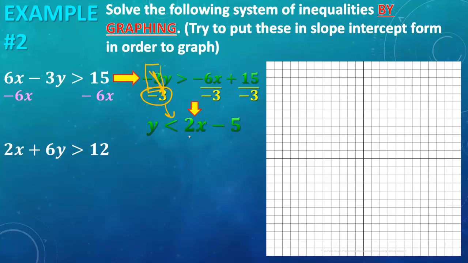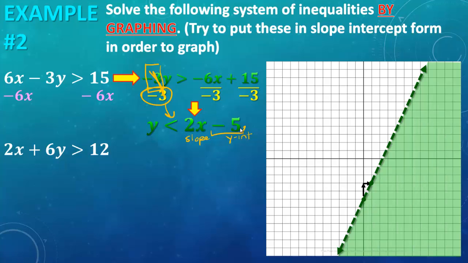So again, here's your slope. Here's your y-intercept. And because it's minus, we take the whole thing. So we start at negative 5. We go up 2 and right 1. And it's a dashed line. And we shade below the line because its y is less than.